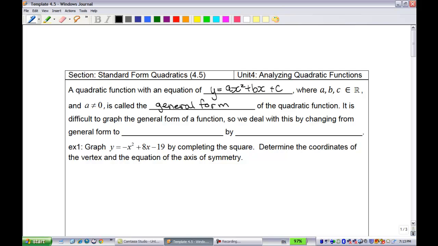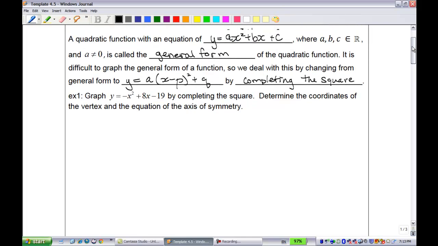So we deal with this by changing from general form to this other form that we have, y equals a(x minus p) squared plus q, by completing the square. We saw in the previous unit the process of completing the square. Now we have this y value sitting in there. That's not really going to change the process very much. And if we go from a general form to a standard form, we can graph this quite easily.